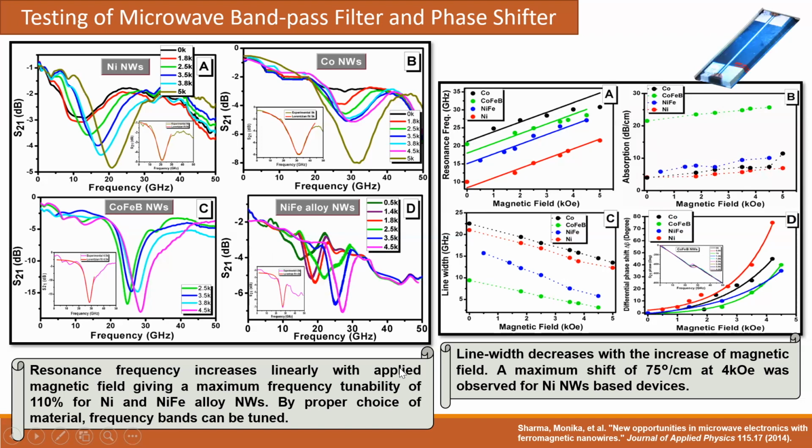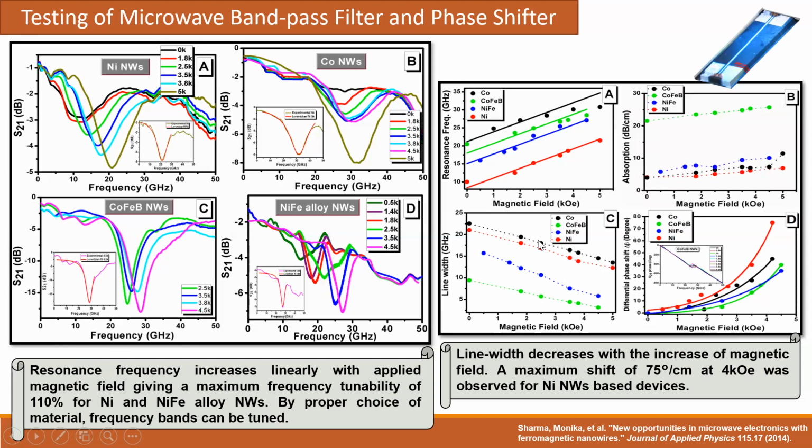These graphs show which specific material gives me better line width and which gives me more operational frequency, so depending upon the material we can opt for different materials to have different kinds of devices. Suppose I want a material which has a higher operational frequency range, I will go for cobalt. And if I want a material which has a narrow line width, which is basically used for spintronics, I will go for cobalt iron boron nanowires.